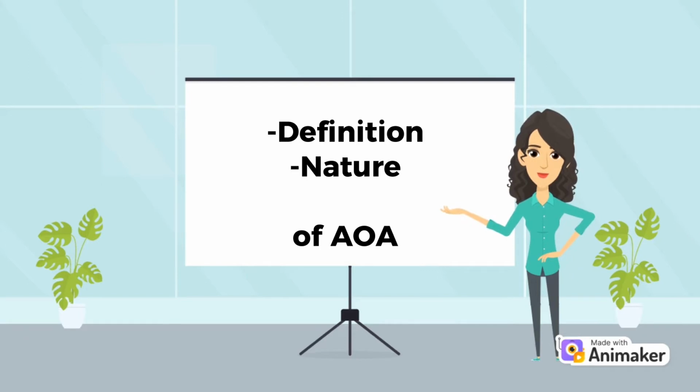Next, we will be discussing the nature of the AOA, which are: first, it must involve internal regulation. Second, it must not violate any laws. Third, the AOA cannot override any provisions that are in the MOA. And lastly, the document must be public and open for inspection.